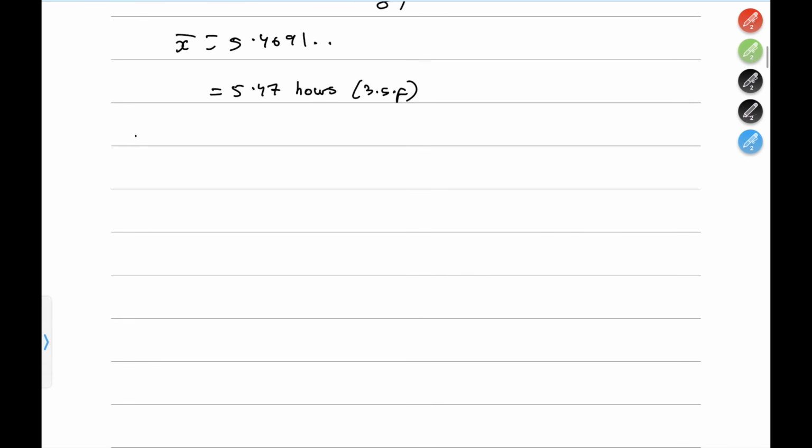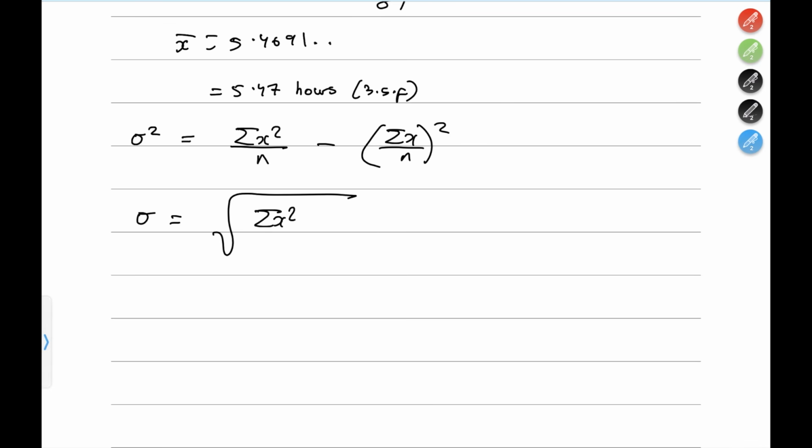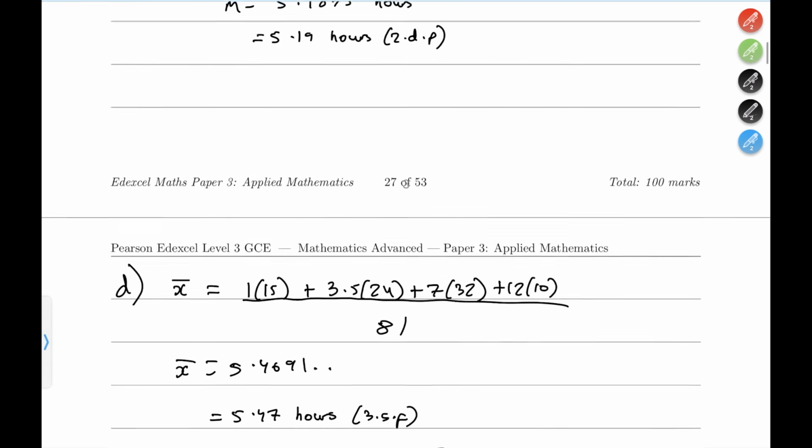Well, let's think of the formula. So the variance is the sum of x squared over n minus the sum of x over n, whole squared. So our standard deviation would just be the square root of this minus sum of x over n, whole squared. So we actually have this expression here because this is just the mean squared. So we have to find out what is the sum of x squared over n.